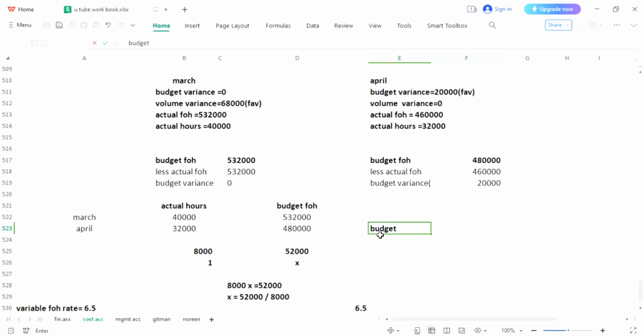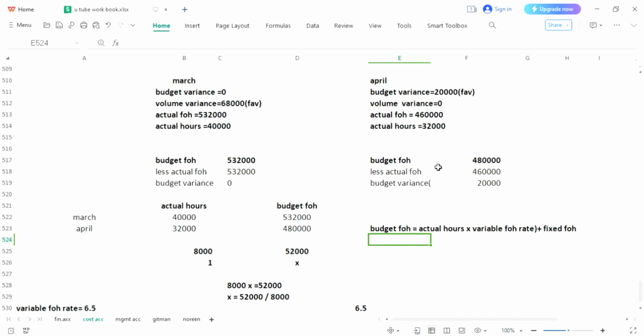Hopefully some of you remember the formula. Budget FH is equal to actual hours multiplied with variable FH rate, and then you will add fixed FH. This way you can calculate your budget FH.